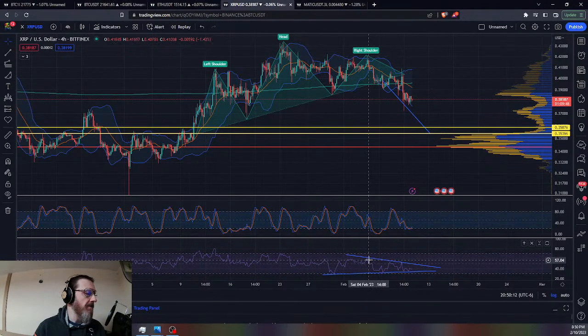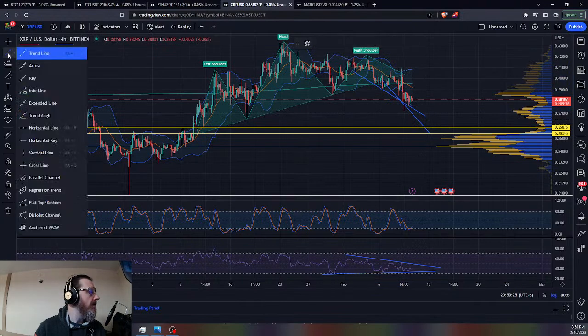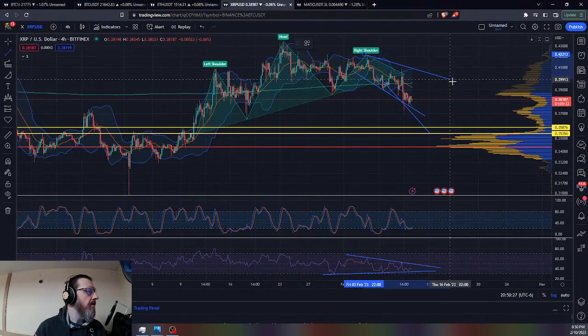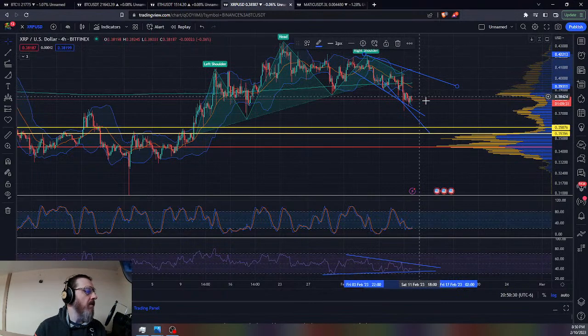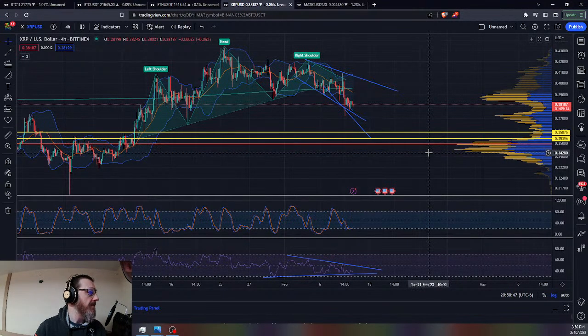It's not quite symmetrical, slightly descending triangle. Which, if you look at the action here, this is more of a falling broadening wedge, which typically is a bullish pattern. So we'll have to keep an eye on XRP. Nothing saying that we can't come up here, get rejected, come all the way back down to this point of control, which is just below 35 cents.